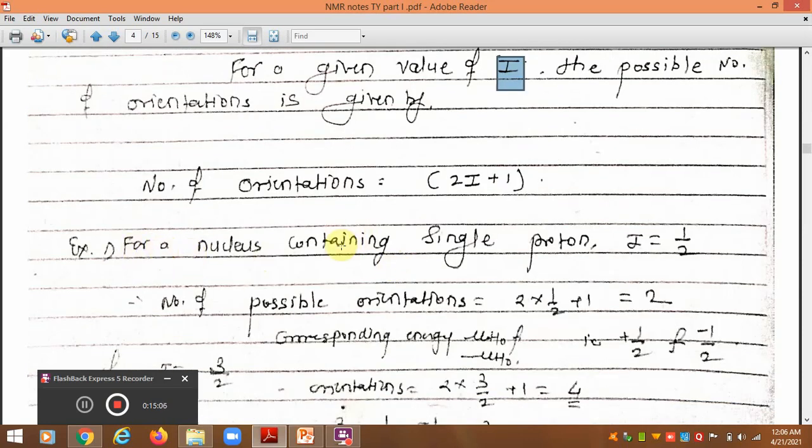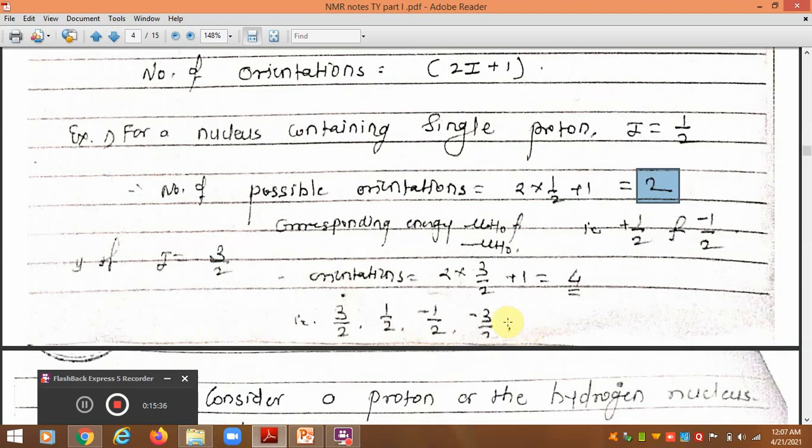For example, a particular nucleus having a single proton has a spin quantum number of 1 by 2. Then the number of possible orientations will be 2 into I, that is 2 into 1 by 2, so it has two orientations. Which are these two orientations? One is plus 1 by 2, another is minus 1 by 2, corresponding to energies plus mu H0 and minus mu H0.